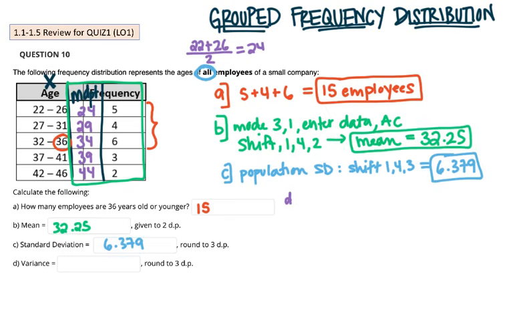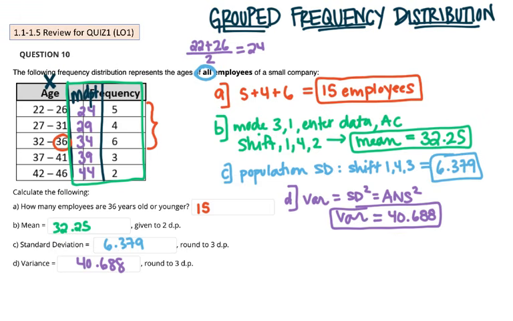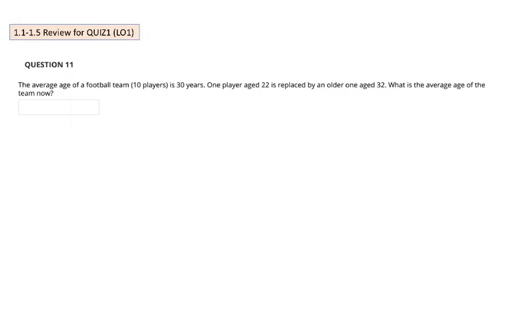And then the last question, part D, where it's asking about the variance, you just do the standard deviation squared, which is just, I pressed answer squared, and we get to 3 decimal places, 40.688. Okay, so same stuff. Let's move to another question.